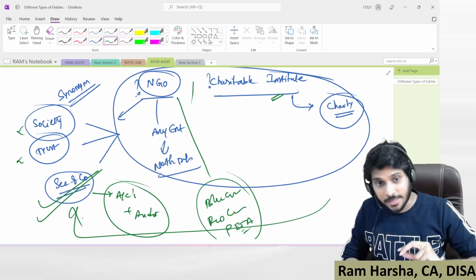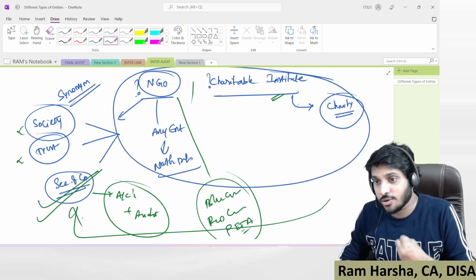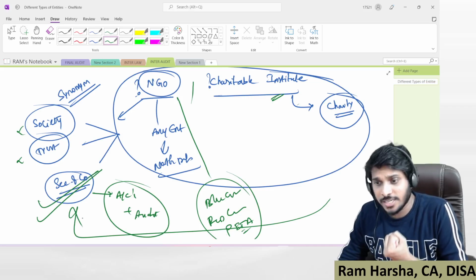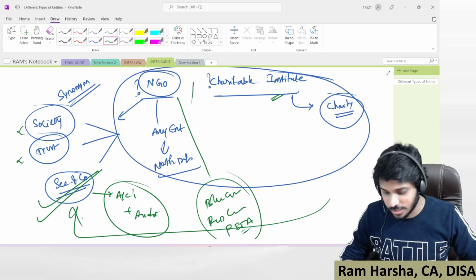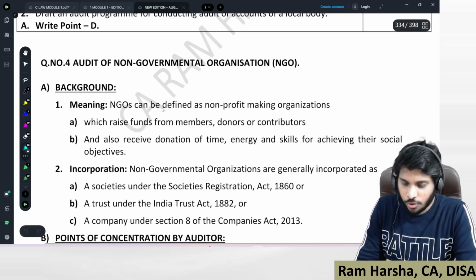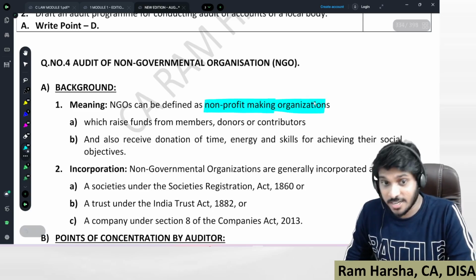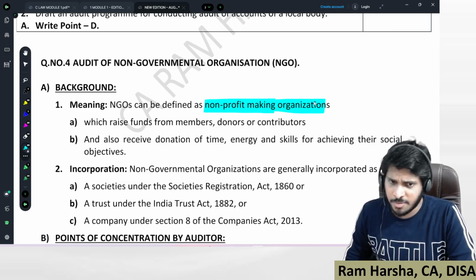Now actually, what are the names given? Whenever we are doing audit of an NGO, whenever we are doing audit of a charitable institute, what is the actual name given? That we are going to discuss now. So what is an NGO? An NGO can be defined as a non-profit making organization. It is not necessarily a charitable objective. It may be a non-profit.